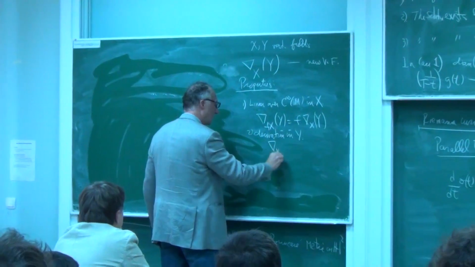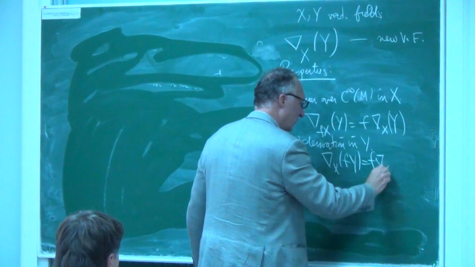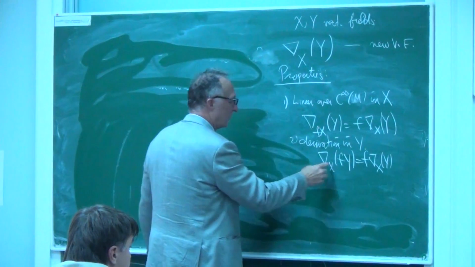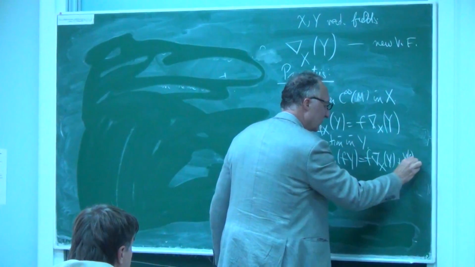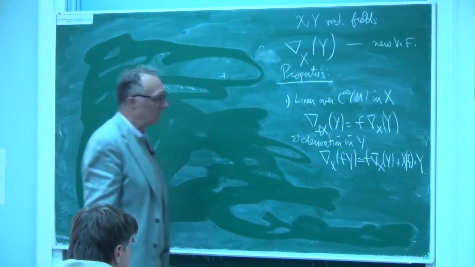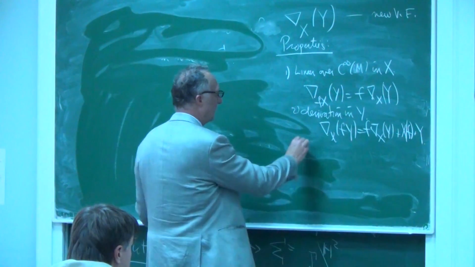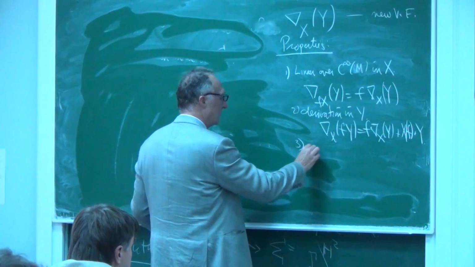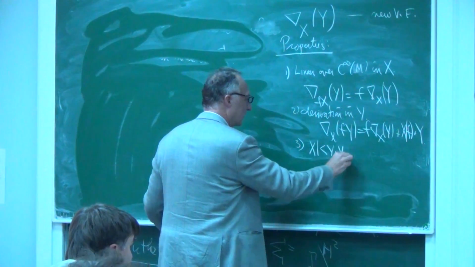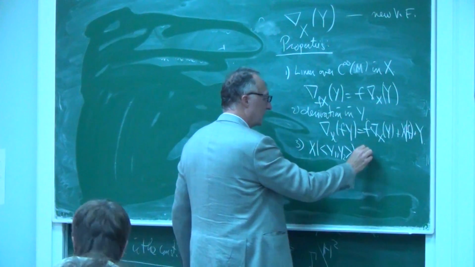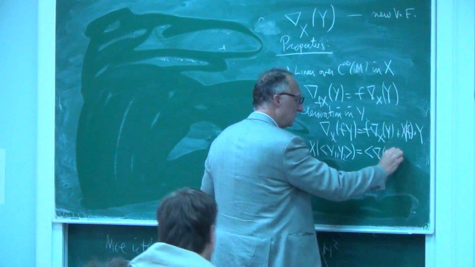So you get the similar term, the linearity over the function, but then you get the vector field applied to the function times y. So that's a derivation property over the functions in the second variable. It's a metric connection, which says that the derivative of the inner product of two vector fields is simply given by this derivation rule.